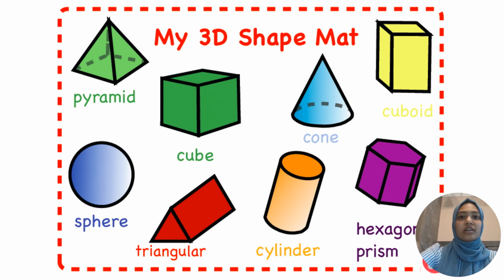Then we have a triangular prism, which consists of two triangle faces and three rectangle faces. Then we have a cylinder that consists of one rectangular face and two circles. And then we have a hexagonal prism, which consists of six rectangular faces and two hexagon faces.